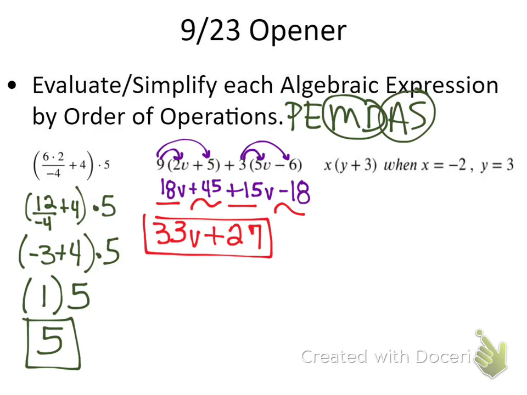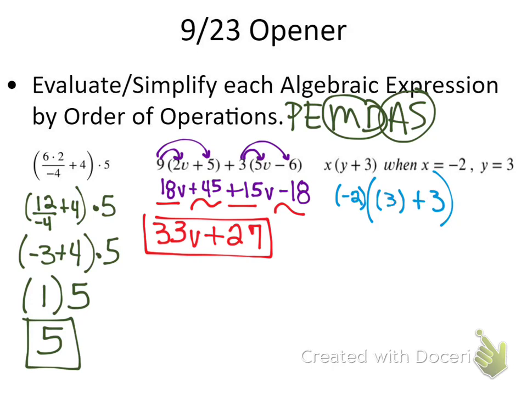You guys got this. For this last one, we're going to evaluate. We have x times y plus 3, and when I have x equals negative 2 and y equals 3, what's that called? Substitute. So what I'm going to first do is rewrite my equation, which is all parentheses, so I can see where I'm going to substitute. So what do I substitute for x? Negative 2. And what do I substitute for y?